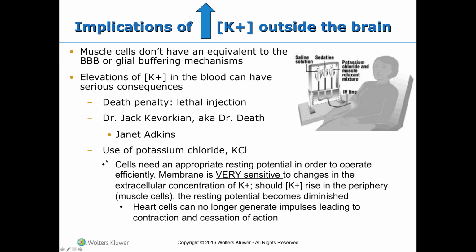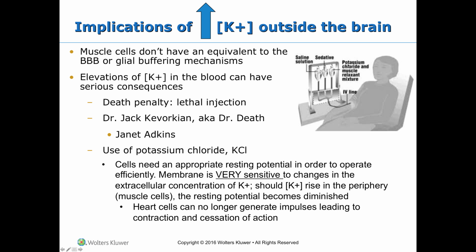So, implications of an extracellular increase in potassium outside the brain. Your muscle cells do not have the equivalent to the blood-brain barrier or glial buffering mechanisms such as seen in astrocyte spatial buffering. Elevations in potassium in the blood can have serious consequences due to the facts of muscle cells. So lethal injection works this way. Dr. Jack Kevorkian, aka Dr. Death, and his patient Janet Atkins: we have saline solutions, sedative to relax the patient, and potassium chloride and muscle relaxant mixtures fed through an IV.